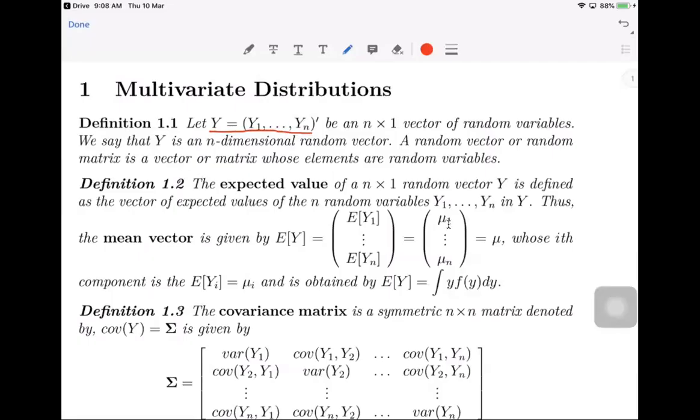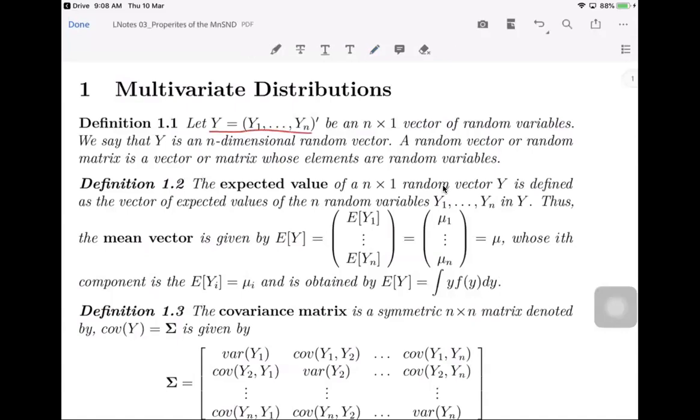So in this lecture note, we will study multivariate distribution, the multivariate normal distribution, and the spherical normal distribution. So let's learn some definitions and notations first.